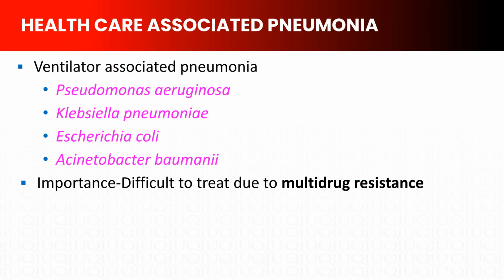This slide reiterates the importance of healthcare-associated pneumonia, particularly ventilator-associated pneumonia, which we covered earlier. The key causative organisms are Pseudomonas aeruginosa, Klebsiella pneumoniae, Escherichia coli, and Acinetobacter baumannii. These gram-negative organisms thrive in hospital environments and colonize respiratory equipment. The critical importance is their multi-drug resistance patterns. These organisms often possess multiple resistance mechanisms, including beta-lactamases, efflux pumps, and altered drug targets.